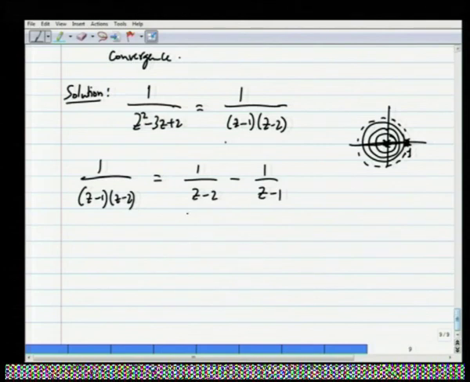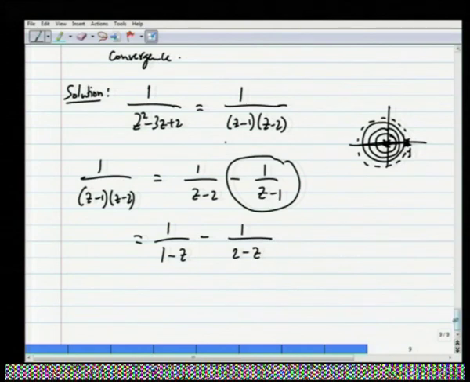Okay. And what we will do is expand 1 by z minus 1 and 1 by z minus 2 independently as power series. So, this is equal to 1 by 1 minus z. I am taking this term first and converting that to 1 by 1 minus z, minus 1 by 2 minus z, which can be written as 1 by 1 minus z minus a half times 1 by 1 minus z over 2.